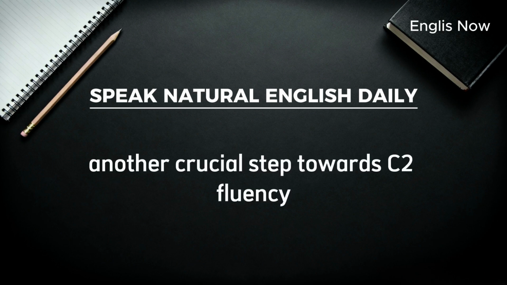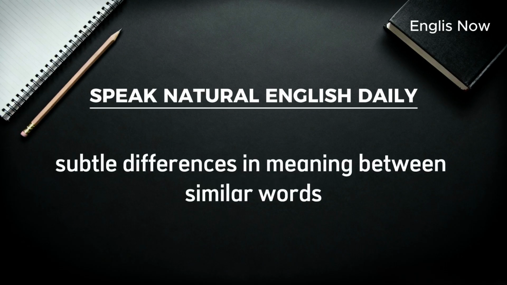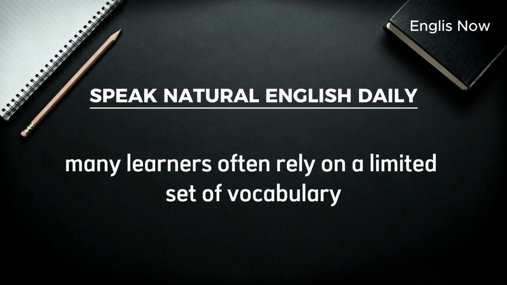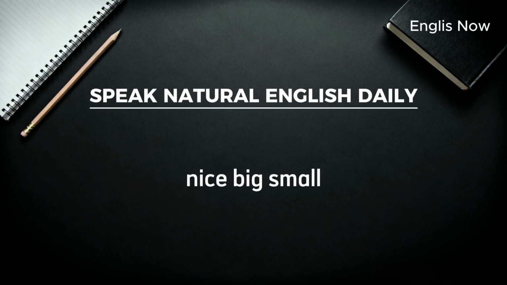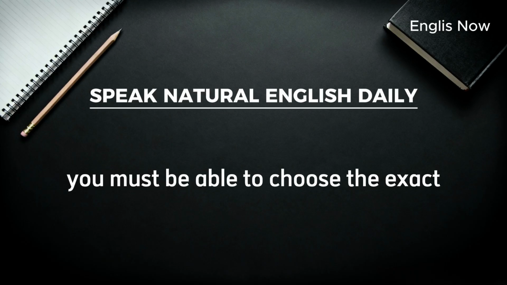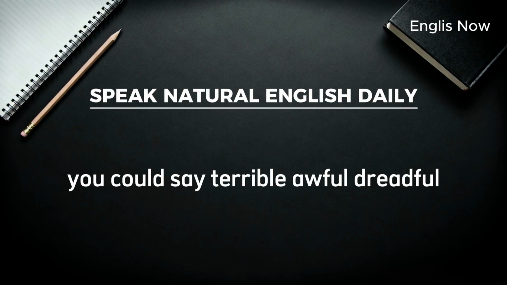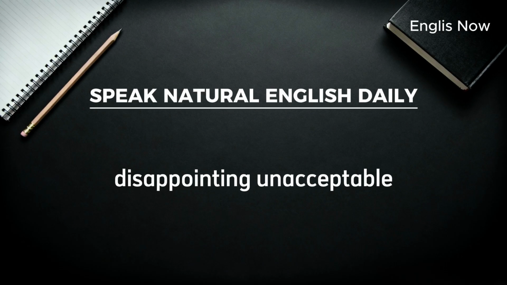Another crucial step toward C2 fluency is mastering subtle differences in meaning between similar words. At B1, many learners often rely on a limited set of vocabulary, repeating words like good, bad, nice, big, small. At C2, however, you must be able to choose the exact word that fits the context. For example, instead of always saying bad, you could say terrible, awful, dreadful, appalling, unpleasant, disappointing, unacceptable.